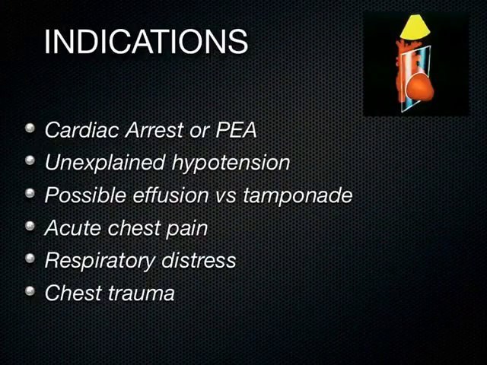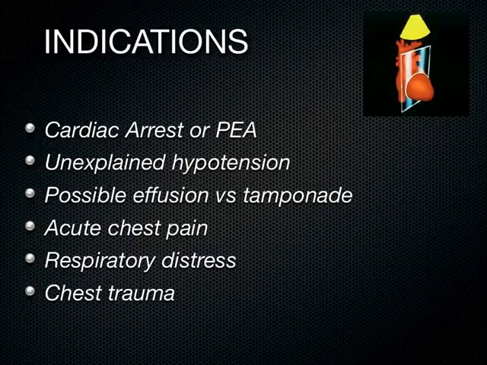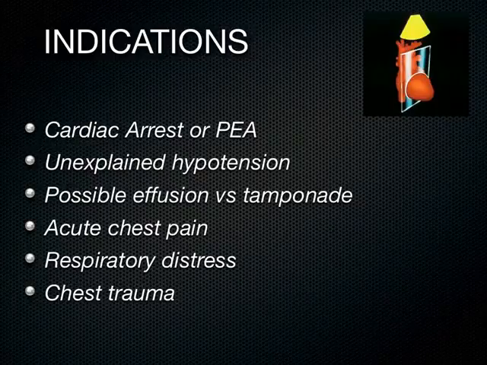The indications to do a cardiac ultrasound are any of these situations: a patient in PEA or cardiac arrest, or unexplained hypotension, maybe there's an effusion, whether or not it's tamponade, patients with chest pain. Respiratory distress is probably my most common reason why I do a cardiac ultrasound, believe it or not. Unexplained dyspnea: a study has shown that at least 20% of the time you're going to find a pericardial effusion there, when you don't have another reason to have dyspnea. And of course with trauma.